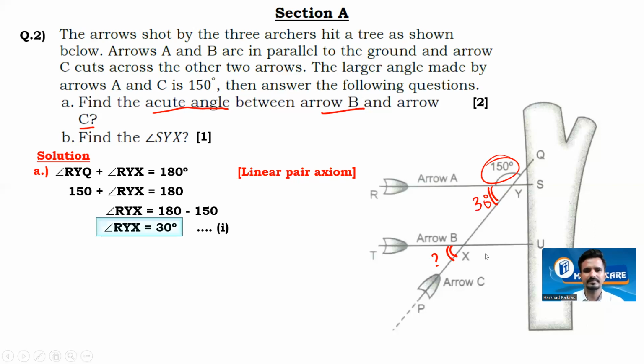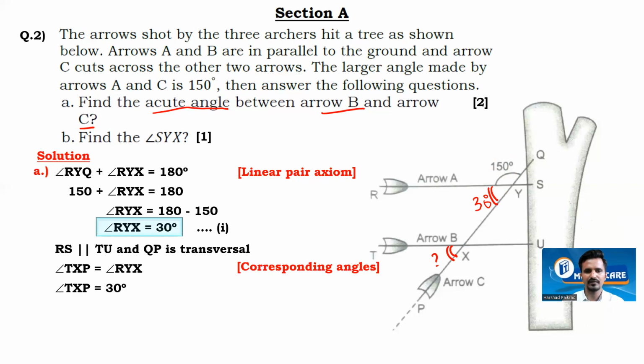Then we can say line RS is parallel to TU and QP is the transversal. On this transversal, we get angle TXP equal to angle RYX, which is a pair of corresponding angles. But we know that angle RYX is already 30 degrees. So we can substitute the value and we get angle TXP is equal to 30 degrees. Hence, the first sub question is done and we get 2 marks for this.